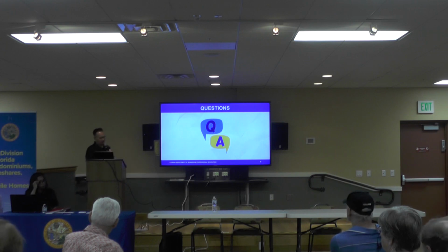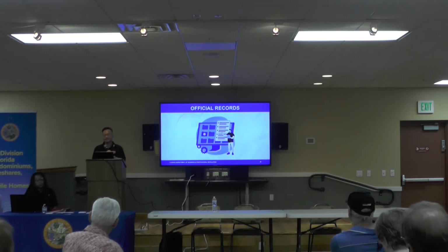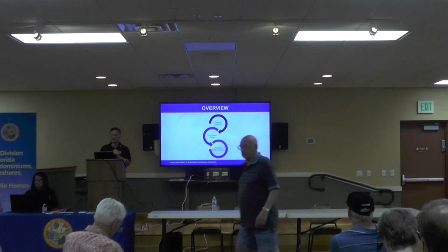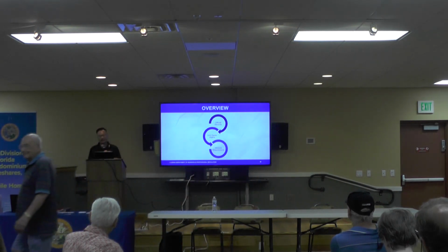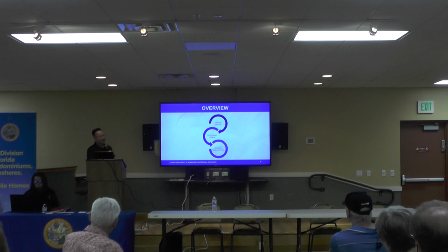All right, thank you. Now let's move on to our next section, official records. In this section, we will review the following: what documents are considered to be official records of the association, the unit owner's right to request and inspect the records, and the requirement of an association website.